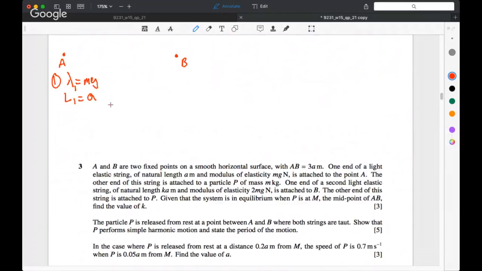The other end of the string is attached to a particle P of mass M. So it tells you at some point P is in the middle. I'm just going to draw it now because I want to write it down. M, draw a little circle around it. Oh, it keeps doing that. Never mind. P.